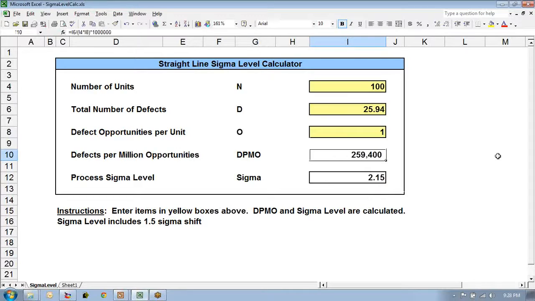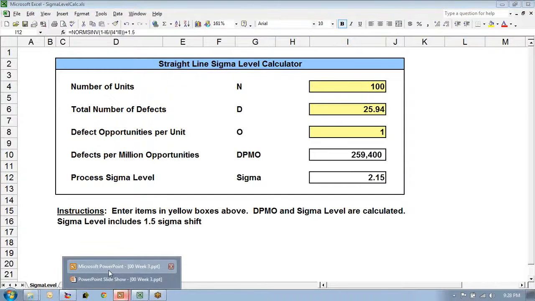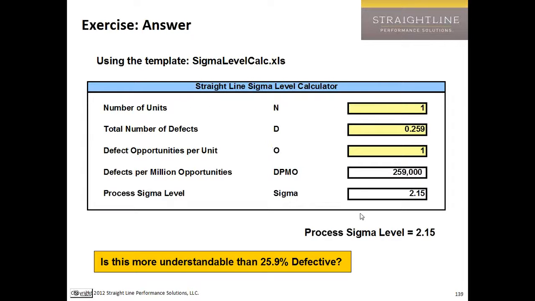If it's a 25% problem, out of every million you're making essentially 250,000 errors. So that translates to a sigma level of 2.15. And in fact, that's the answer that we have on slide number 139. Now, one would ask the question, is a process sigma level of 2.15 more understandable to people than if you just said, well, we have a process where 25.9% of the time it doesn't meet the spec? I would claim that no, that's not more understandable. And so in a case like this, we would probably not want to use sigma level to communicate that.